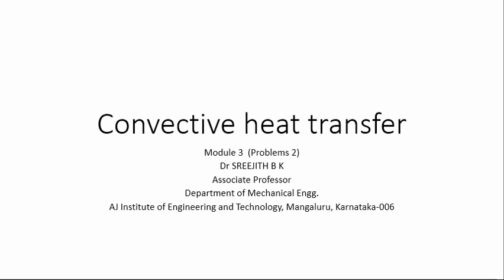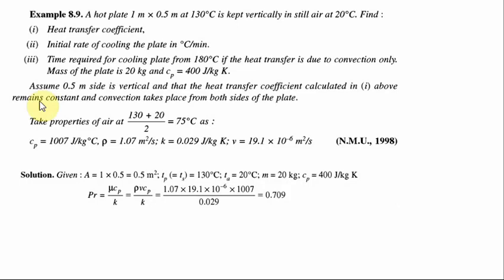Hello everyone. In this video we are going to study how to solve some numerical problems in natural convection. The first problem is a hot plate, 1 meter by 0.5 meter, at 130 degrees Celsius, kept vertically in still air at 20 degrees Celsius.